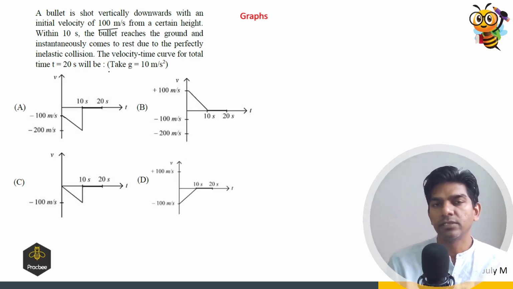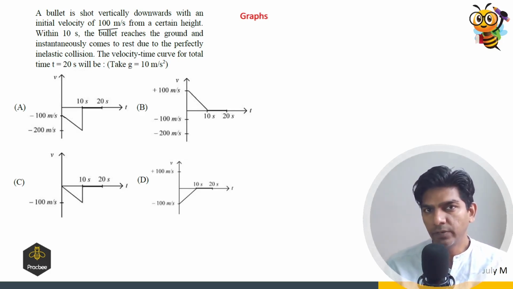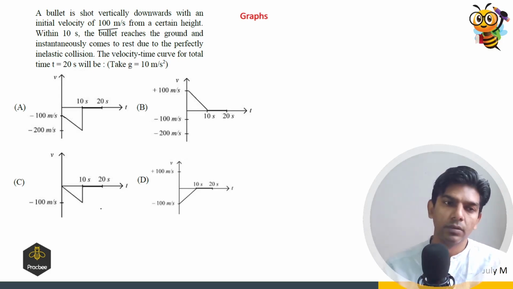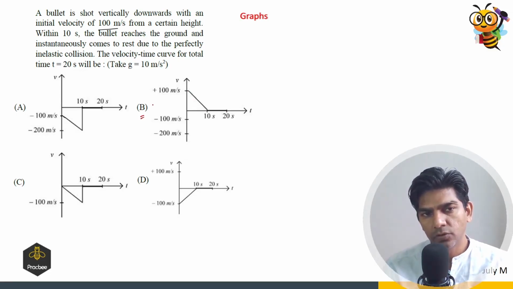So we know that after 10 seconds the ball will come to rest, and the initial velocity was 100. So its speed will keep on increasing. It is going down, right? So we can use elimination. If you look at option B, here the speed is decreasing, so option B is incorrect because it should increase up to 10 seconds.